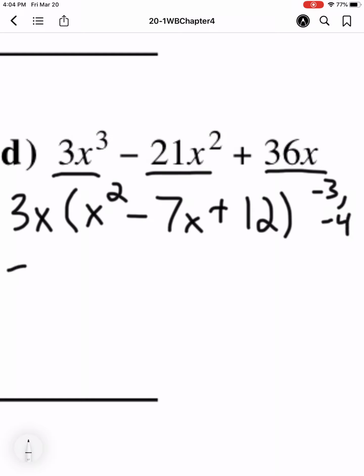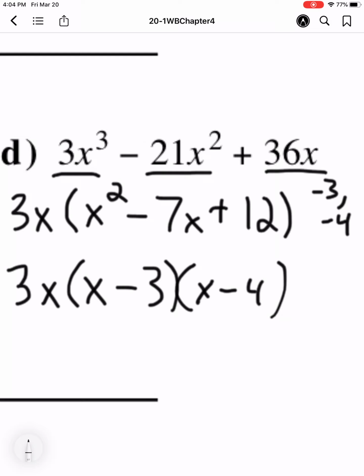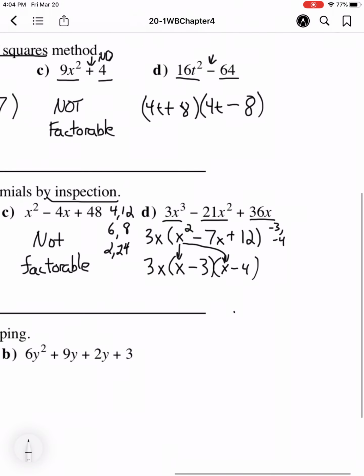So now I've got 3x, we just bring the x down, minus 3, and x minus 4. Again, the reason I'm bringing this x down is because that's what's out front and it's got a 1 in front of it, right? That x just automatically comes down because of patterns. We practiced these patterns lots last year. All right, so those are our answers there.